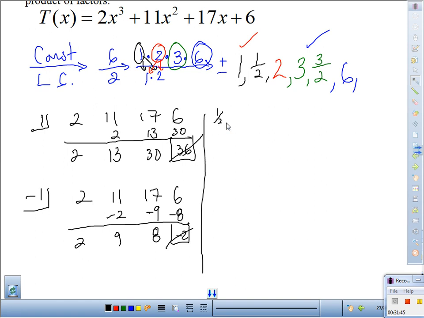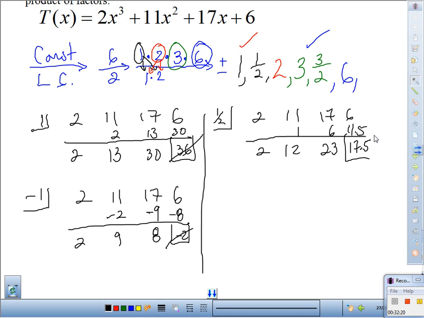1/2. 2, 11, 17, 6. Bring down the 2. 1/2 times 2 is 1. Combine, that's 12. 1/2 times 12, that's 6. Combine, that's 22. 1/2 of 23, that's 11.5. Combine, that's 17.5. That's not 0. Pass someone.